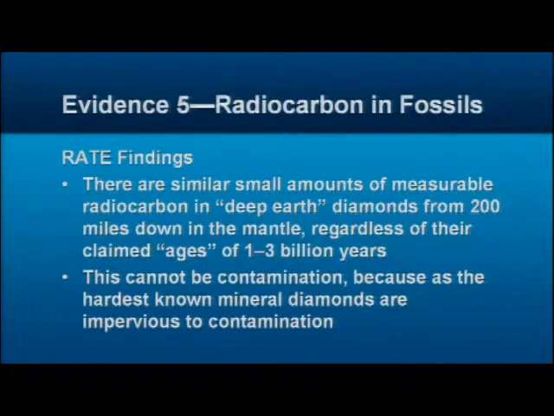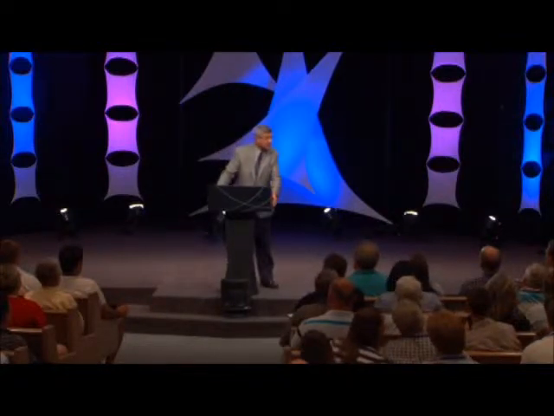These diamonds come from 200 miles down inside the earth. Most people don't realise they come from 200 miles down inside the earth by explosive volcanic action in just about 2 hours. And yet they had radiocarbon in them regardless of their claimed billions of years ages. And with a diamond, this can't be contamination because diamond is the hardest substance known and it's impervious to contamination. So this has to be radiocarbon that is in situ to the diamonds when they formed at the time the earth formed.